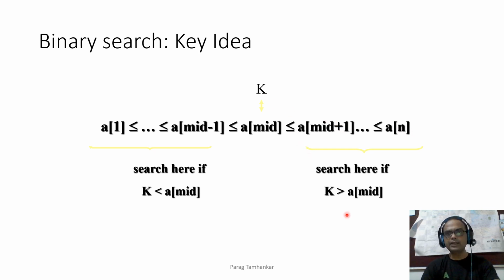Similarly, if k is greater than A of mid, then we know that it can only be found in the second half of the array. So we can simply discard the first half of the array. So in just one comparison, we are either able to find the element, or we are able to discard one of the halves of the array, either the latter half or the first half. So that is the advantage. We are saving time over here.